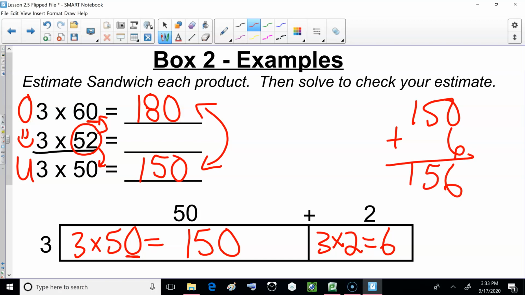And now we check our answer, and we see, is 156 between our two estimates? The answer is yes. So we know at least our answer's in the right range of where it should be. So pause the video right now and add this to your notebook.